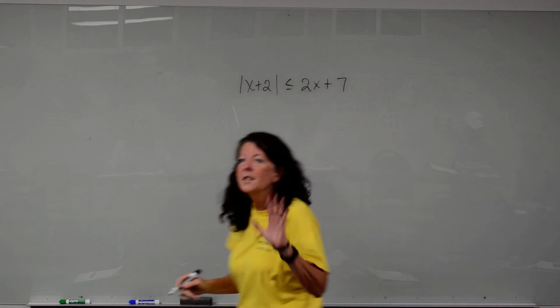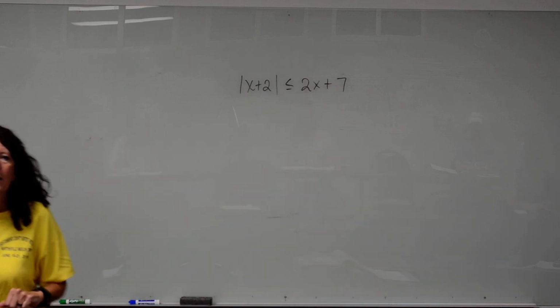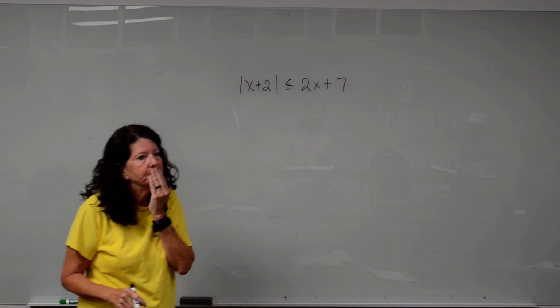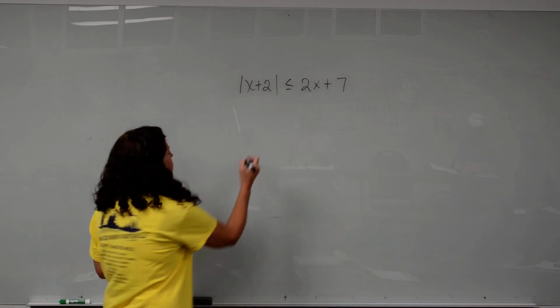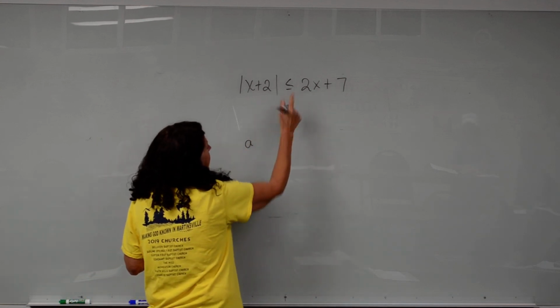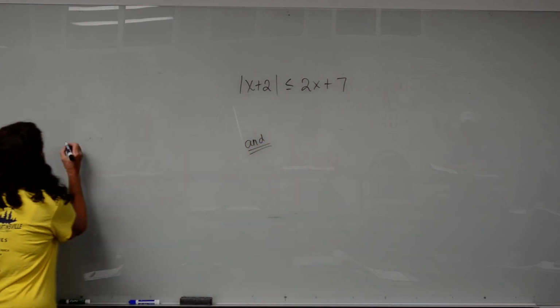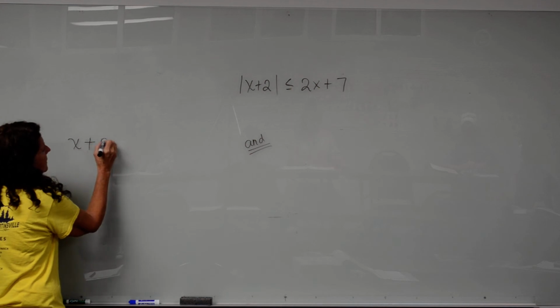All right, this one's different. We're gonna do this one together. Is it an "and" or an "or"? It's an "and" statement, because it's less than. Okay, so I'm gonna go ahead and write the "and". I'm gonna write it exactly as it is.